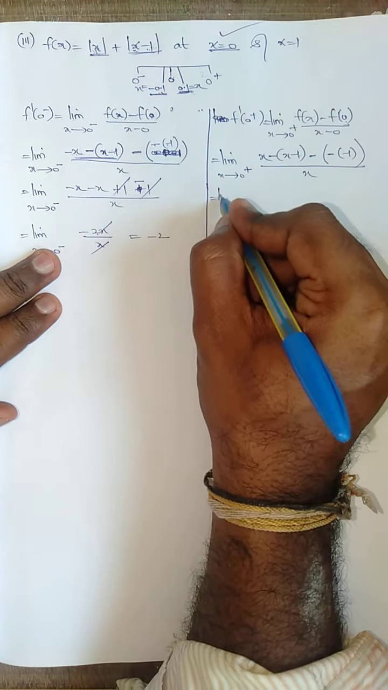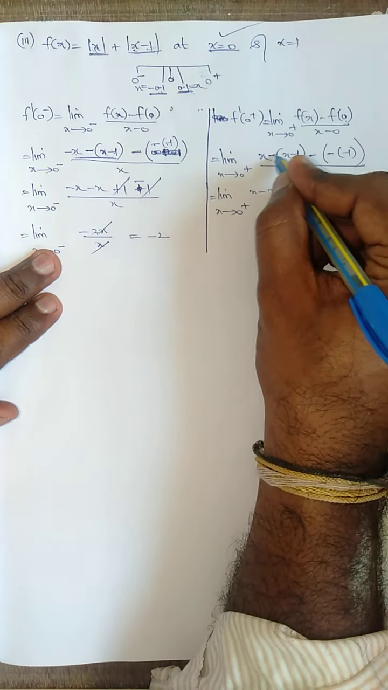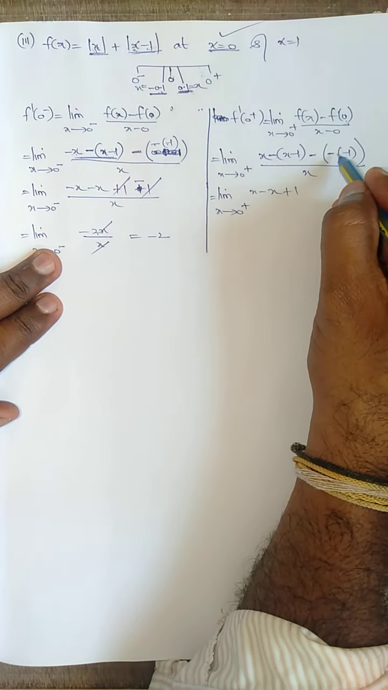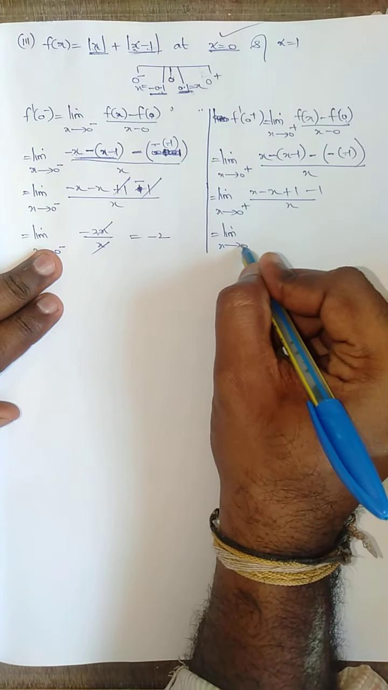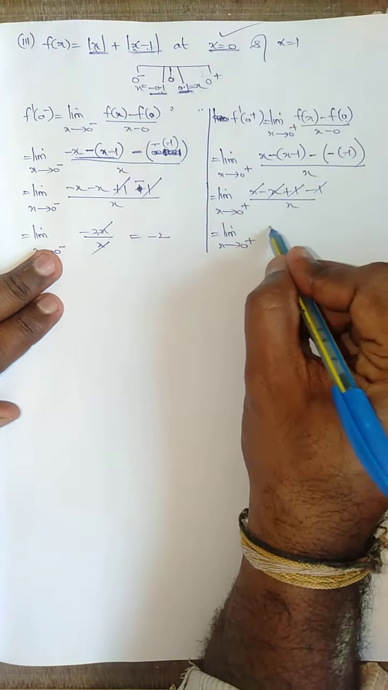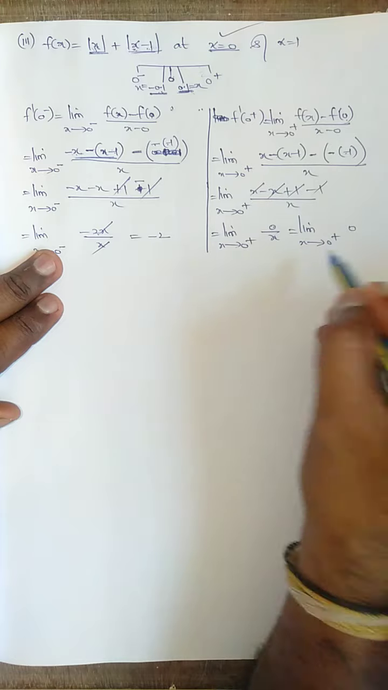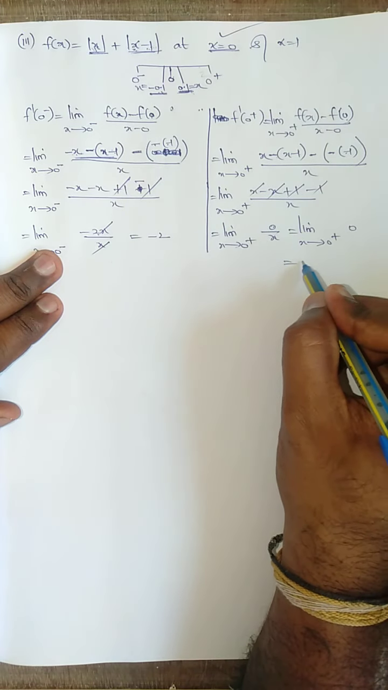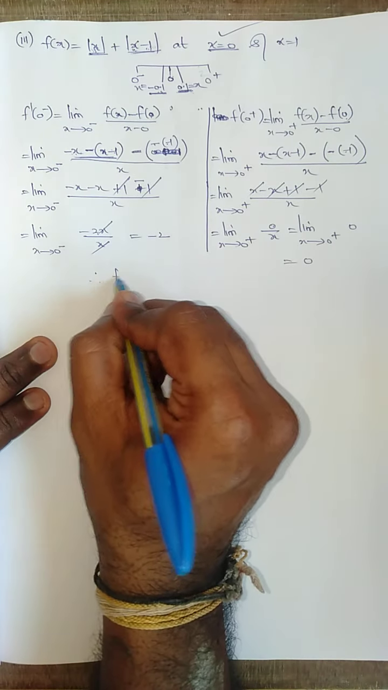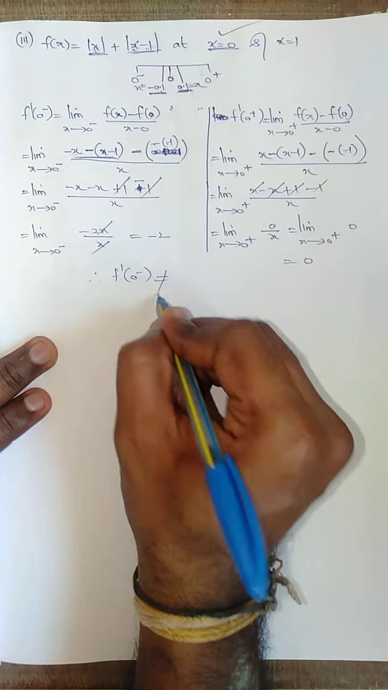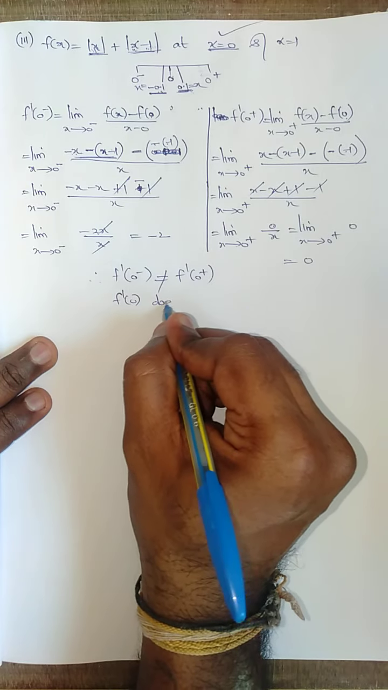So the answer is going to be limit x tends to 0 plus x minus x minus into minus plus 1, next minus into minus plus nothing but minus 1, divided by x. Limit x tends to 0 plus, x minus x plus 1 minus 1 is nothing but 0 by x. Therefore limit x tends to 0 plus, 0 by x is nothing but 0. There is no x value to apply. So write the straight answer as 0. Therefore f dash of 0 minus is not equal to f dash of 0 plus. Therefore f dash of 0 does not exist.